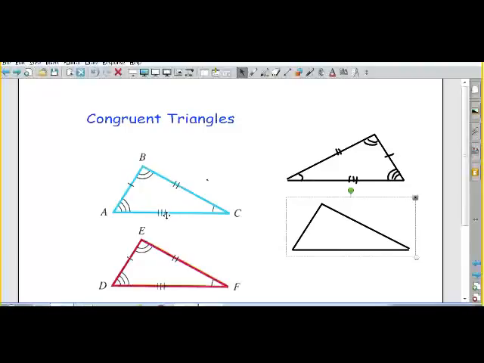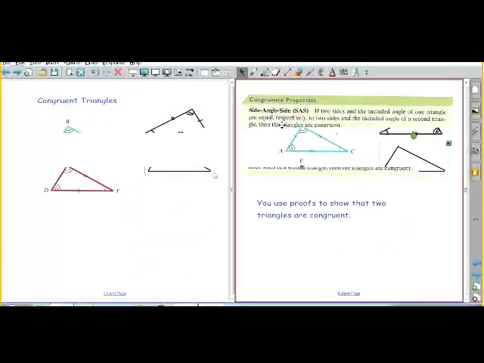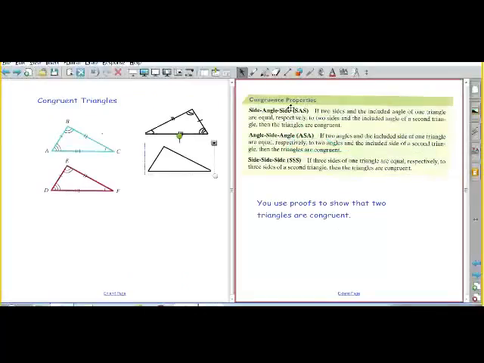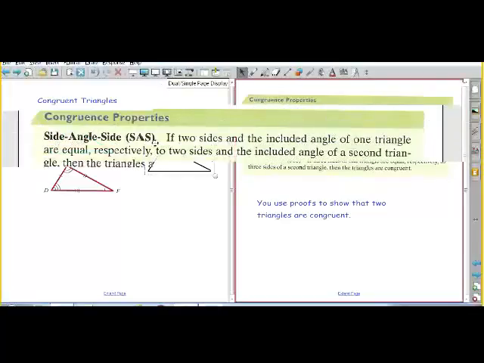Now, it turns out you don't have to say everything's equal to each other to imply that triangles are congruent. You spend a lot of time in geometry proving all these things. We're not going to prove them, we're just going to review them. So in your book, you'll see that there are 3 cases which allow you to say that triangles are congruent without saying everything's equal to each other. So we'll look at each one of these.